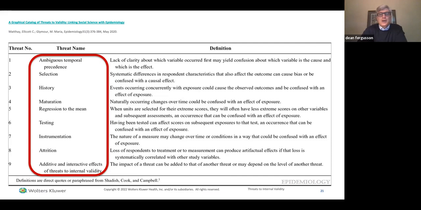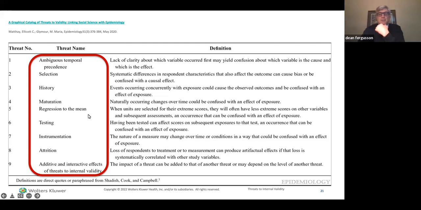There's also maturation, which is the natural occurring changes over time that could be confused with an effective exposure. I've got a potential example of that coming up. This is key for clinical practice. It does change over time, and if you're just catching that trajectory of going down or up, that may be accounting for your effect, not your intervention.